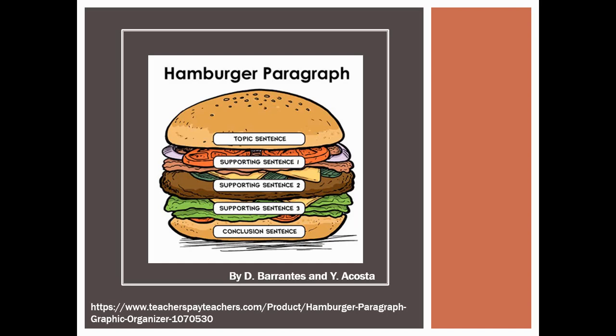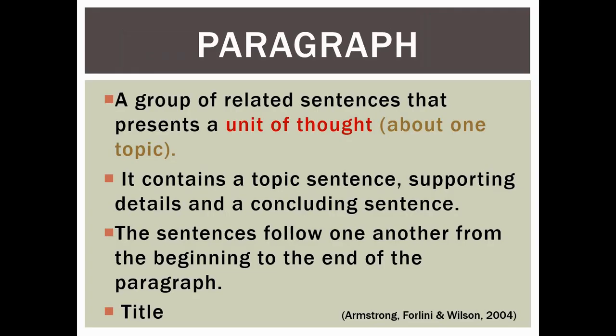Now, take into account that what we are going to study in this video is useful both for reading and for writing. A paragraph is a group of related sentences that presents a unit of thought. This is a topic, so they are about one topic. A paragraph contains a topic sentence, supporting details, and a concluding sentence. These sentences follow one another from the beginning to the end of the paragraph, and every paragraph must have a title.